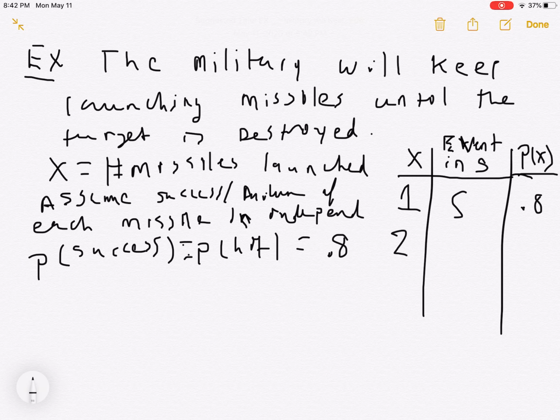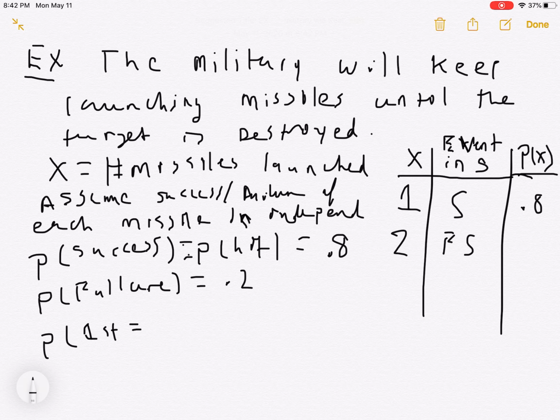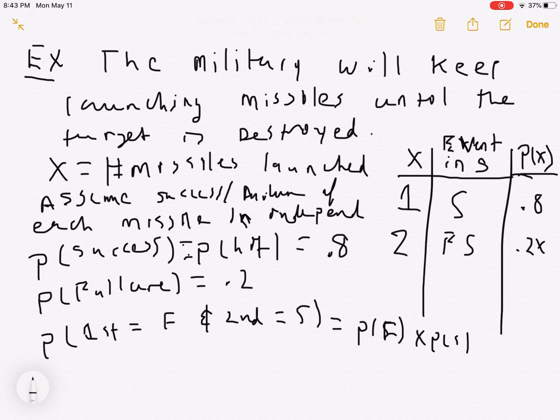You could have a value of this random variable being 2, okay? And I want to point out the success or failure. That's going to be its complement as 0.2. So that would be failure, then success. And probability that the first attempt is a failure and the second is a success, well, by independence, this will be probability of failure times probability of success. So 0.2 times 0.8. Okay.